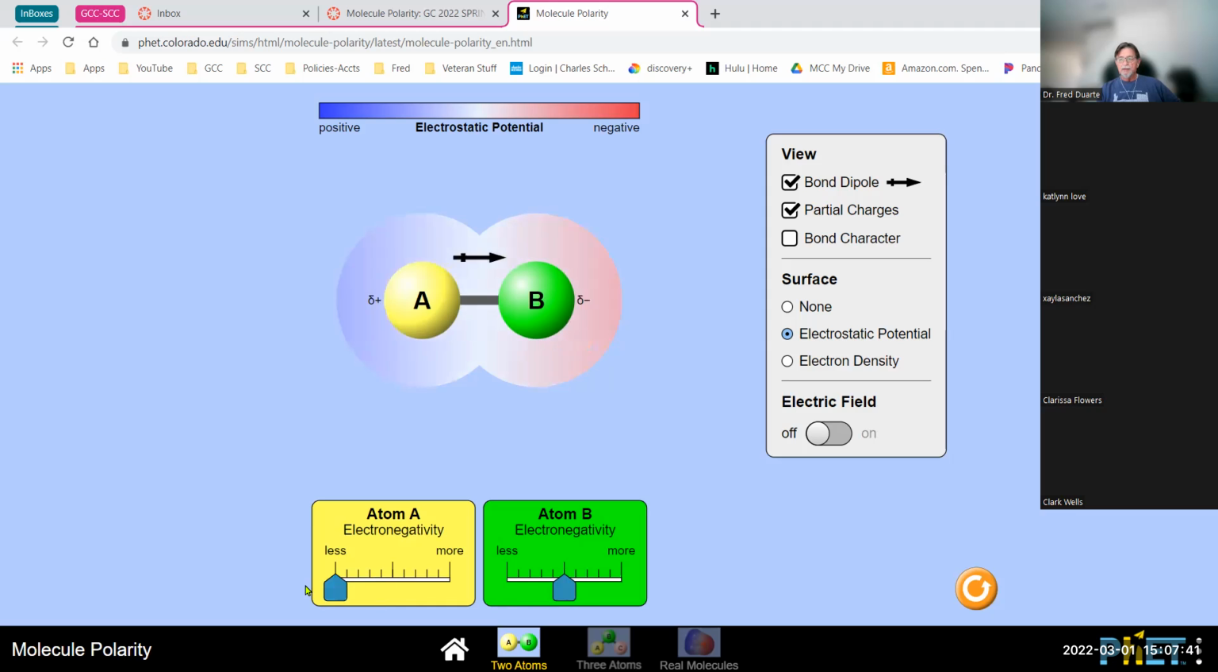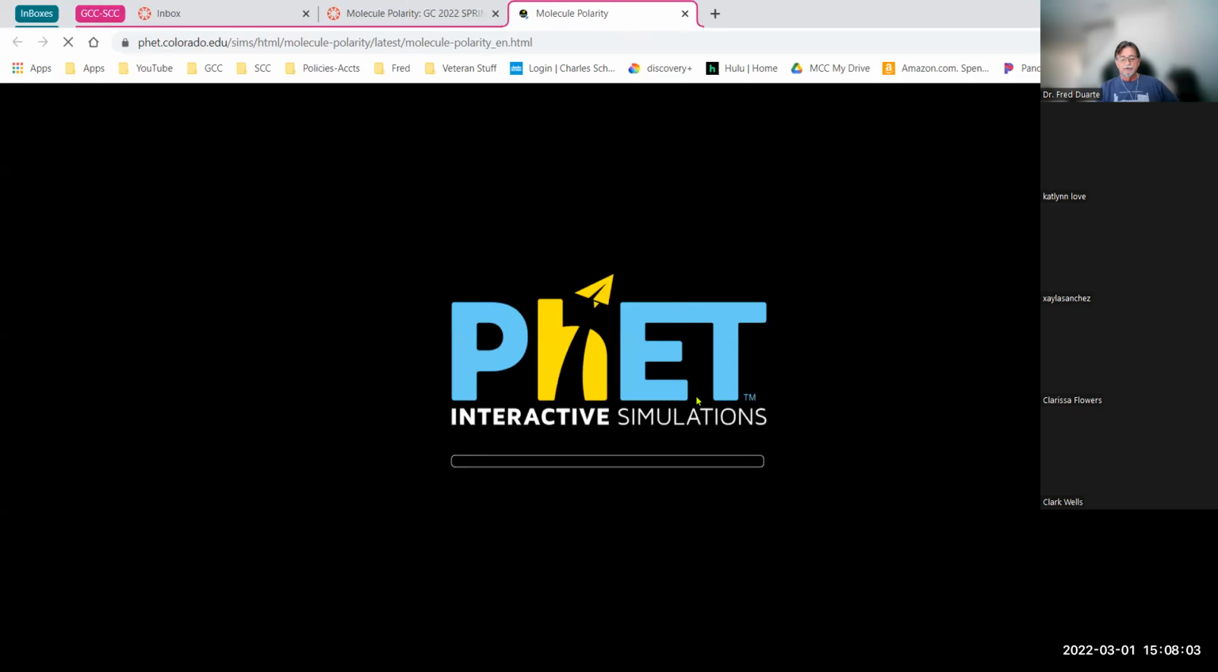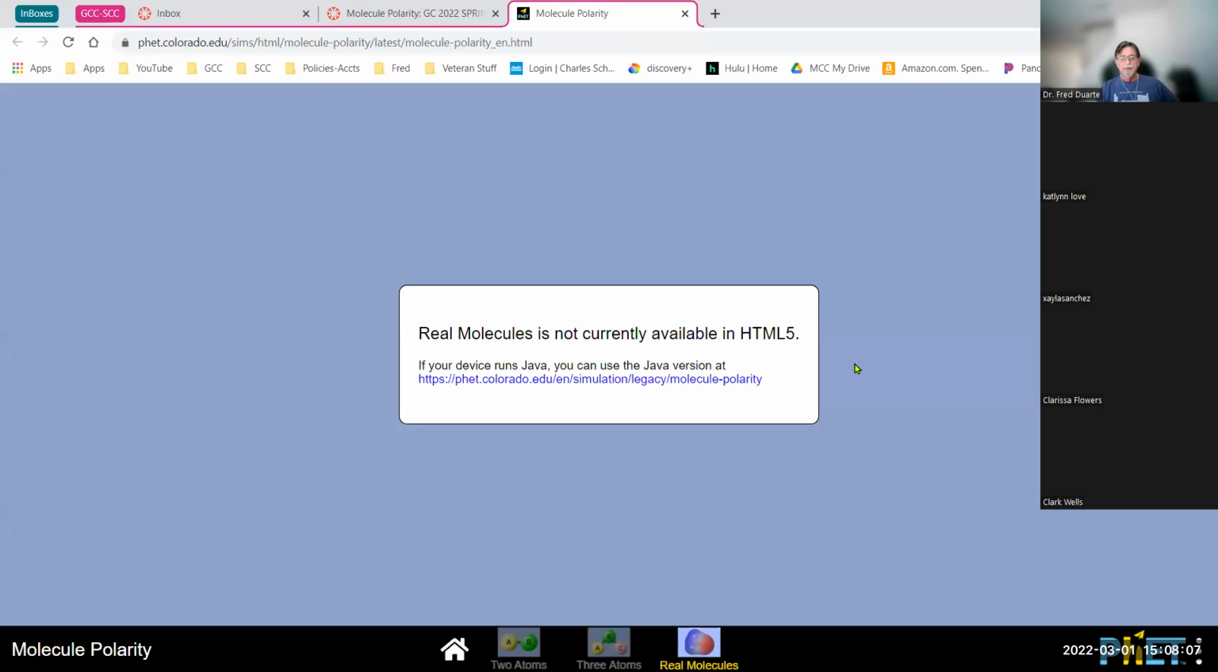This represents a polar molecule because I have a dipole, and this represents a nonpolar molecule because the electronegativity of both A and B in this example is the same. Okay, so use that to give you a better understanding of polarity. For example, let's go back and select real molecules.